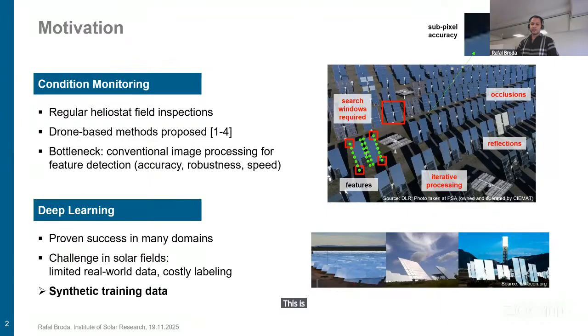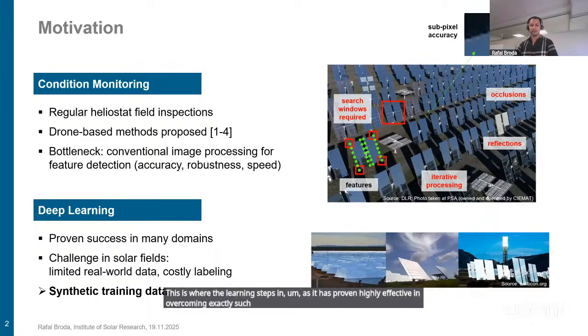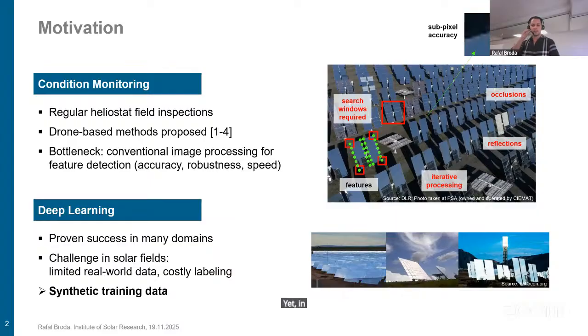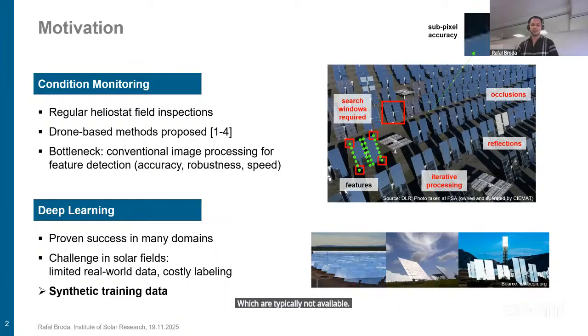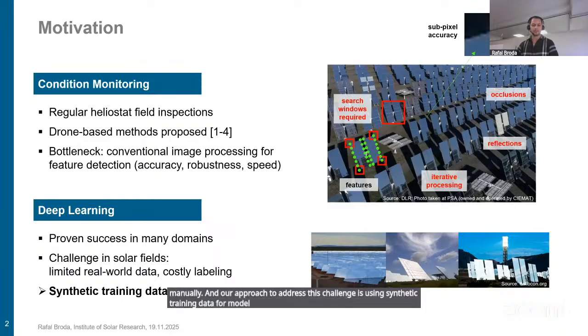This is where deep learning steps in, as it has proven highly effective in overcoming exactly such limitations across many domains, as we all know. Yet in solar field inspection, a key challenge remains. Deep learning requires large labeled data sets, which are typically not available, or if available, expensive to create manually. Our approach to address this challenge is using synthetic training data for model development.